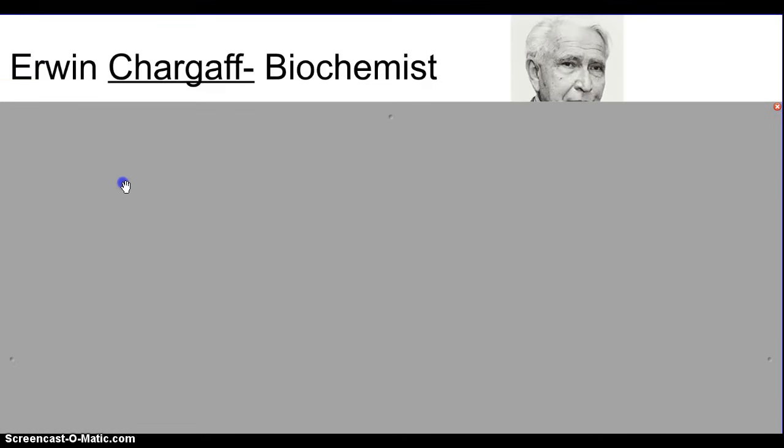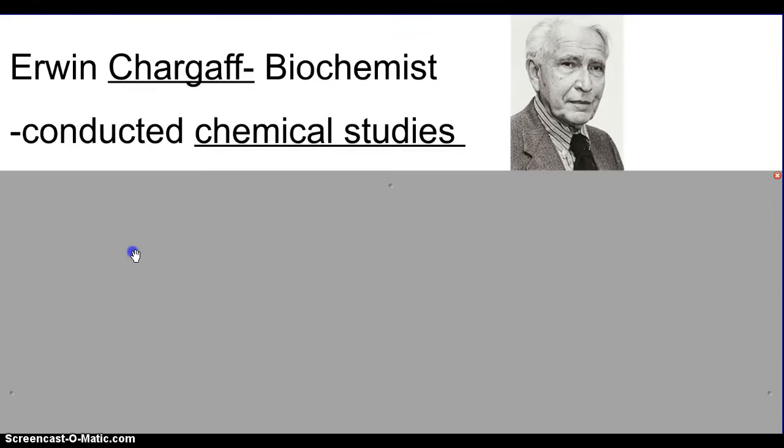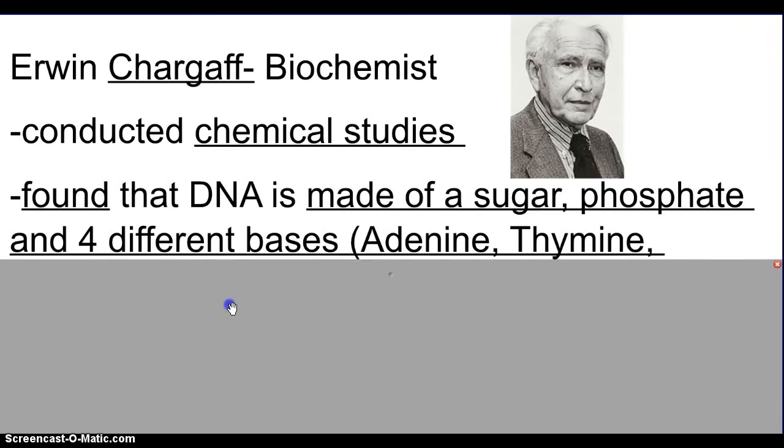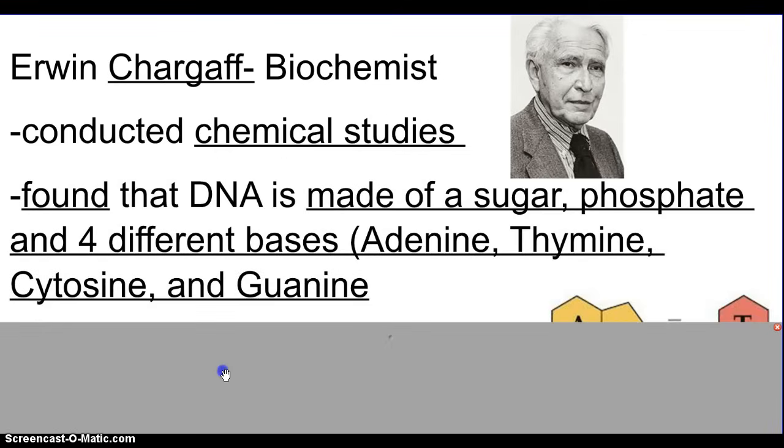And then we had Erwin Chargaff, a biochemist. He wanted to study the chemical makeup of this nucleic acid. He wanted to study what this is made out of. So he found out that this nucleic acid that we now know as DNA is made out of a sugar, a phosphate, and 4 different bases: adenine, thymine, cytosine, and guanine.